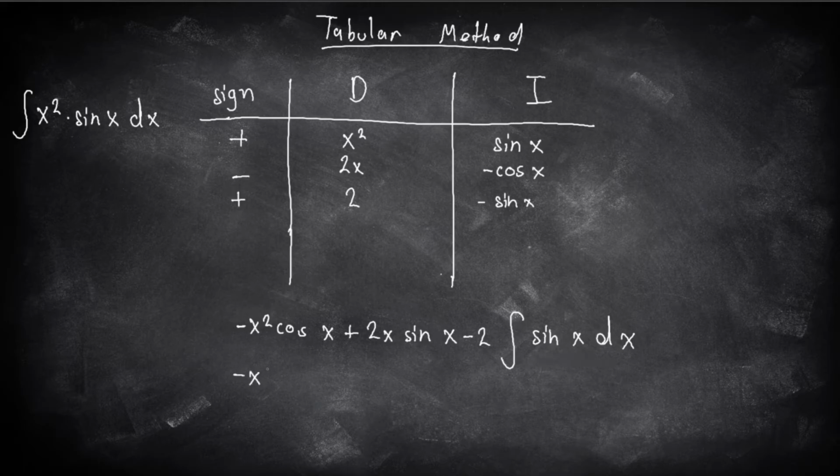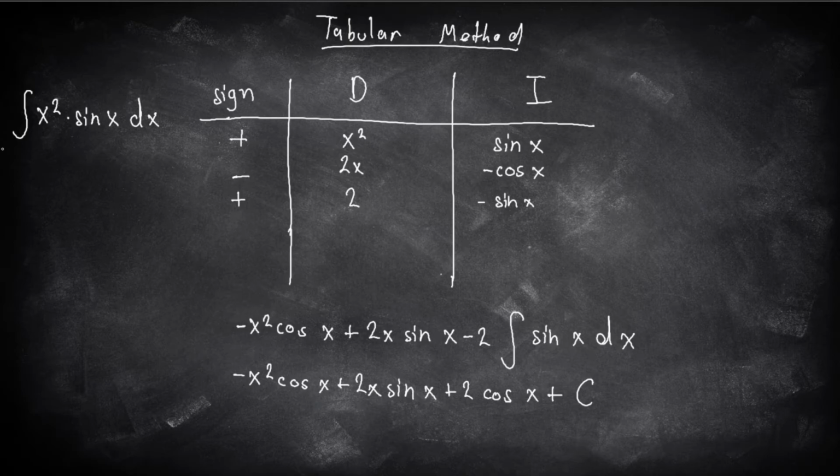So we have negative x squared cosine x plus 2x sine of x. And then negative 2 times negative cosine of x is plus 2 cosine of x. And then we add a c. So that means the integral of x squared times sine of x dx is equal to negative x squared cosine x plus 2x sine of x plus 2 cosine of x plus c.